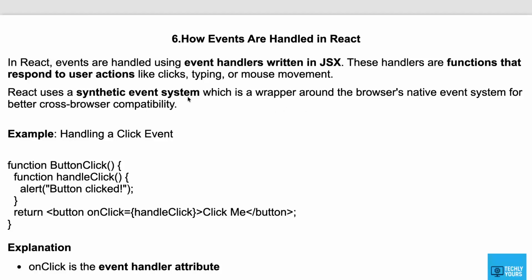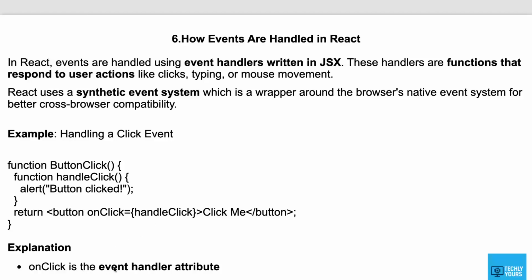So React has its own synthetic event system. This is the main point and the keyword here. For example, if you have to give an example, you can show it like this: we have a button click, so we have handleClick, and whenever the user presses the button we can show an alert like "Button clicked". And this can be returned like this, button onClick, and we are giving this handleClick functionality.